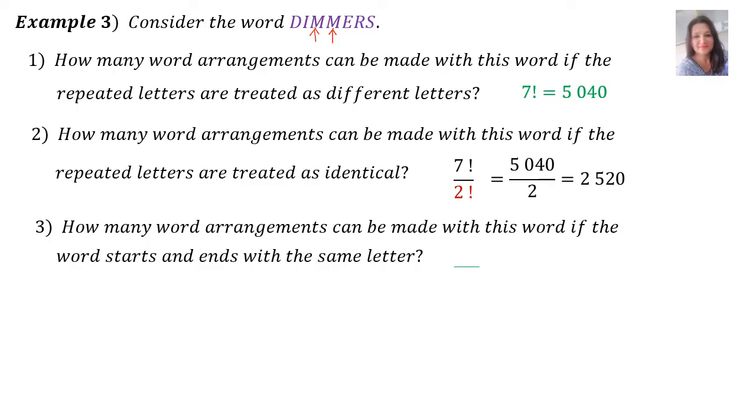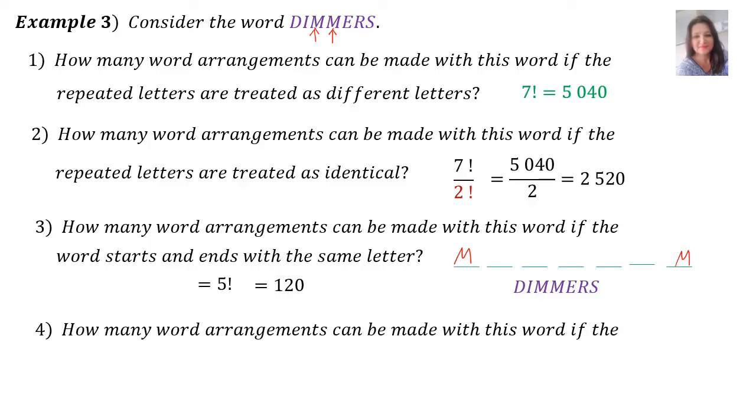Now, do you agree? There's 7 letters: 1, 2, 3, 4, 5, 6, 7. And then the letters that repeat in the word dimmers will be the M and the M. So do you agree there's 5 spaces left or 5 choices? Therefore the answer is 5 factorial, and that is equal to 120.